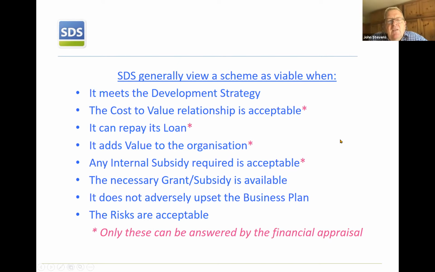So Proval is all about 4 elements within here. Cost, it can tell you the cost of value. It can look at when the loan's repaid. It can look at what sort of value it may be adding to the organisation, and it looks at whether the subsidy, the required subsidy, is available to make the Proval work.